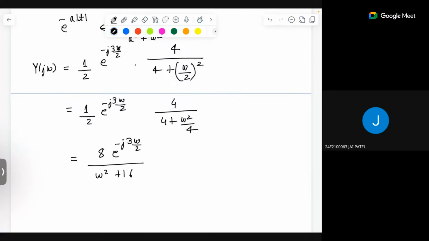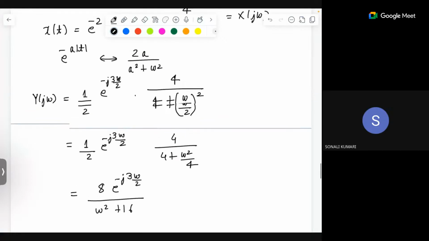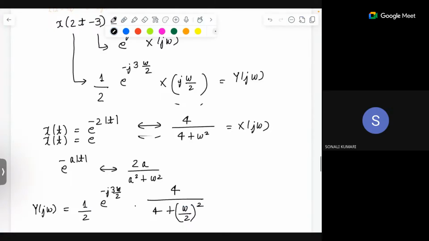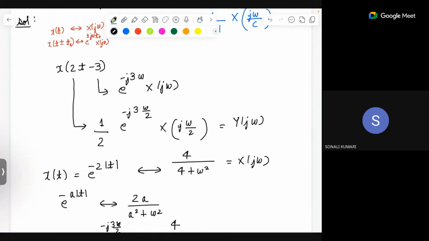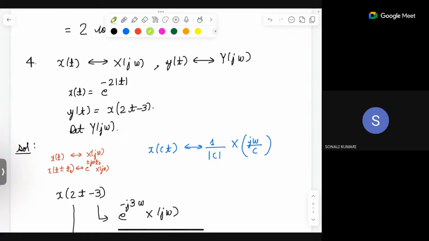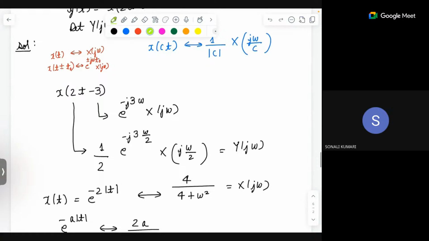Uma, Swastika, Sonali, Aniket, Abu, you got it? Ma'am, in X of j omega, why are you changing from omega to omega by 2? Okay, let us come back to this. In the question, y of t is given as x of 2t minus 3. We want to find y of j omega, right? So first we found y of j omega in terms of x of j omega. So let us see how we did that.